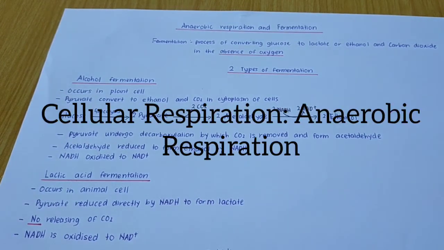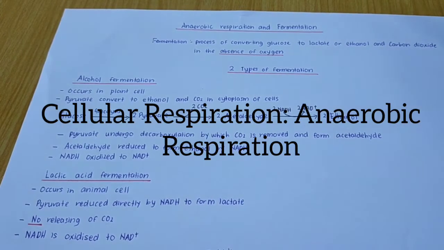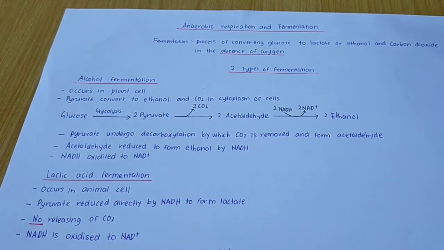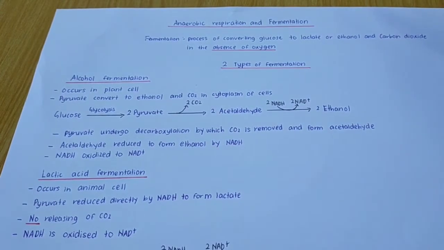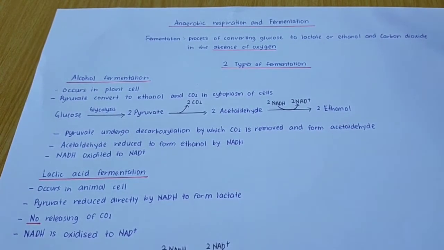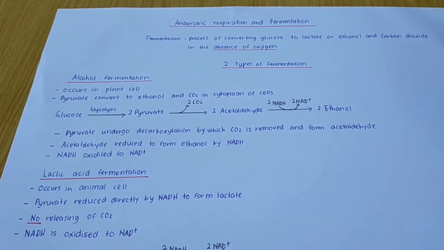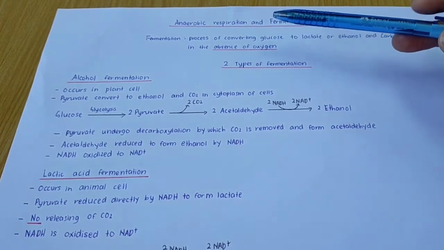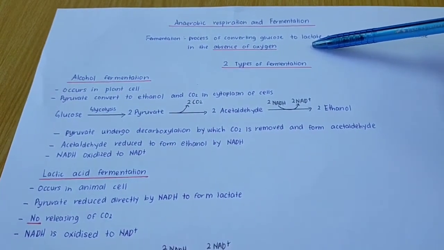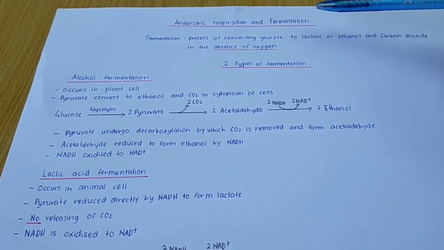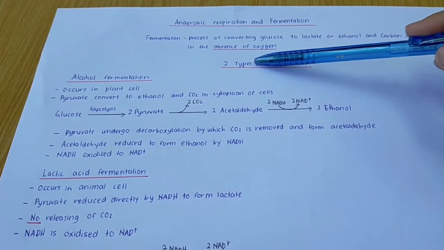So now we proceed to the next process, which are anaerobic respiration and fermentation. Before this, we already discussed the process of aerobic respiration. So now we proceed with fermentation, or anaerobic respiration. First of all, what is fermentation? It is the process of converting glucose to lactate or ethanol and carbon dioxide in the absence of oxygen.